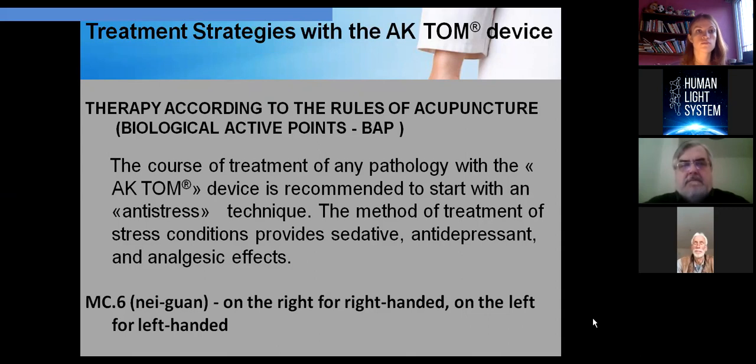And a general therapeutic method using the acupunctural points is the treatment of stress. To lower the stress in the body gives some sedative and analgesic effects. It's helpful if you start all your therapeutic sessions with this treatment, because then the patient will have lower stress and will be very quiet.